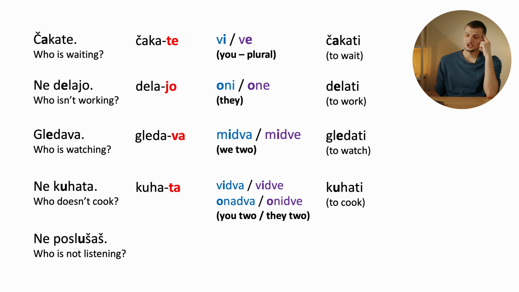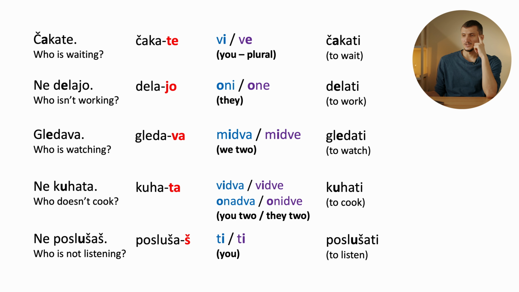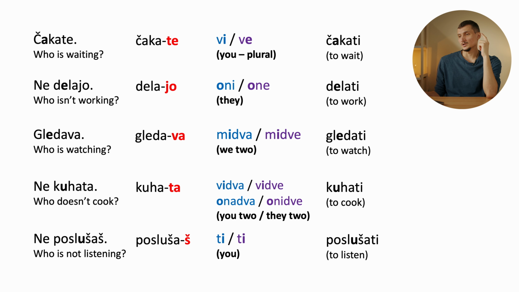Ne poslušaš, so it's poslušaš. Ti, you, singular, poslušati. Oh, I thought there was one more slide, but apparently not. Anyway, this is very important to practice. Very, very important. So much more important than just going linearly. Of course you can learn, and it's useful to learn, delam, delaš, dela, delava, delata, delata. But it's also important to break that pattern.